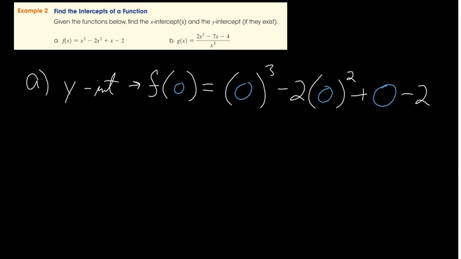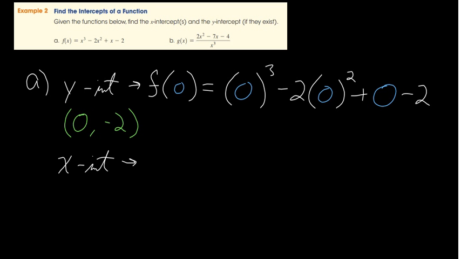Now that's pretty easy, because this becomes 0, this is 0, this is 0, so all we have left is negative 2. So my y-intercept for A is at the point 0, negative 2. Okay, so that's the y-intercept. Now the x-intercept is a little more tedious, and luckily for us, we have to recall a lot of the algebraic manipulation that we have been doing so far this semester. Okay, so what do we have to do here?